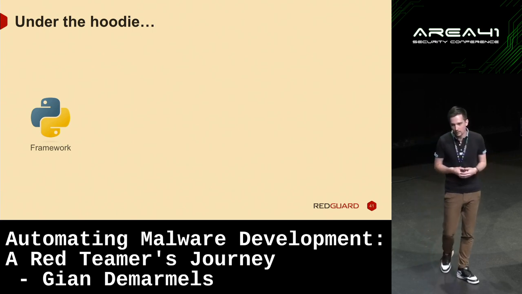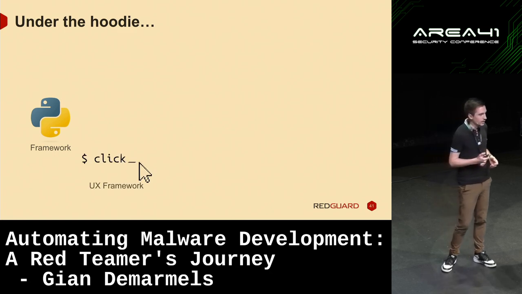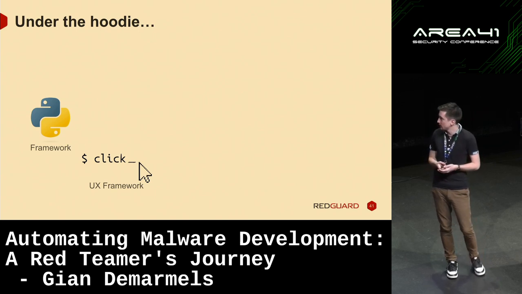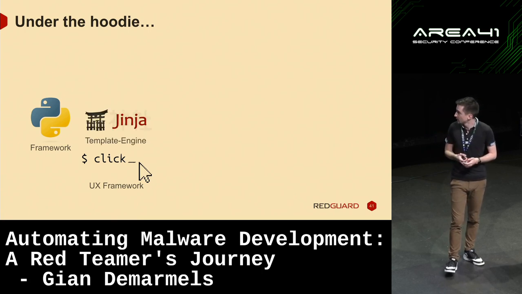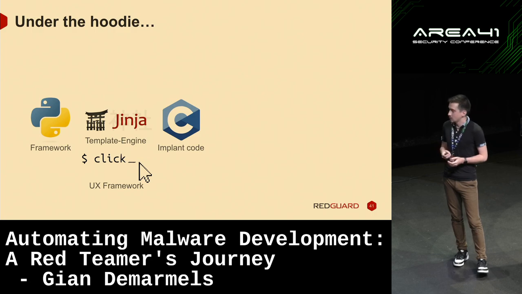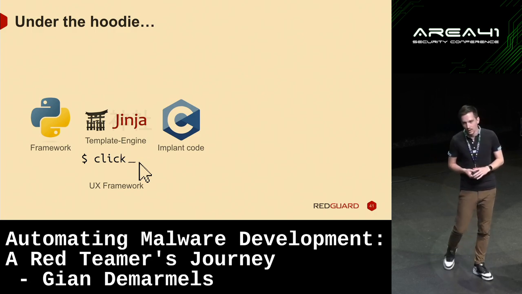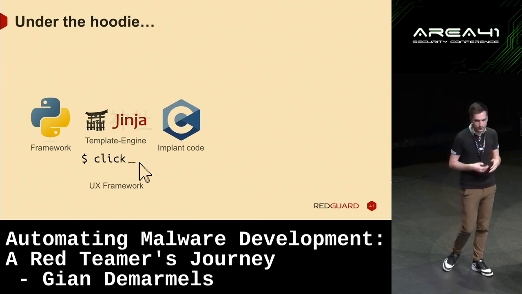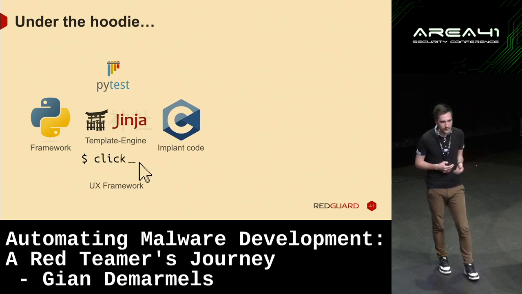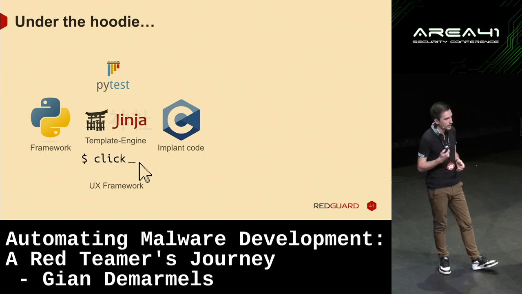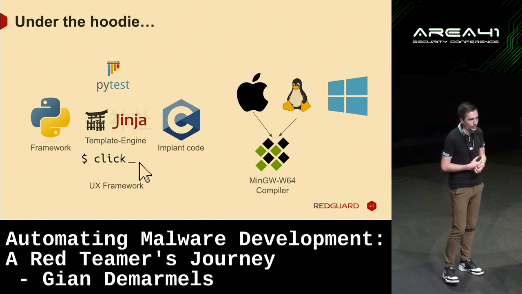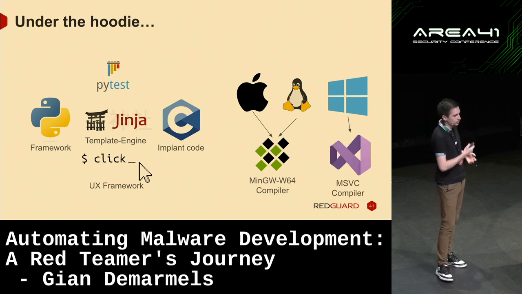Okay, if we look a bit under the hood of the tool which I developed, I used Python as a framework because it allows rapid development very easily. Click as a command line framework, because it's also very crucial to have a stable and nice interface for a command line to use it. The heart of my tool is that I used in this approach a template engine, in this case Jinja, to generate the actual implant code, which is developed in C. C is, in my opinion, still a very good choice if you want to do malware development, but there are also other possibilities to use. Last but not least, testing is very important, as mentioned, for which I use PyTest. The tool runs on Mac, on Linux, and also on Windows. It uses on Mac and Linux the MinGW compiler environment, and on Windows MSVC to support both of them.